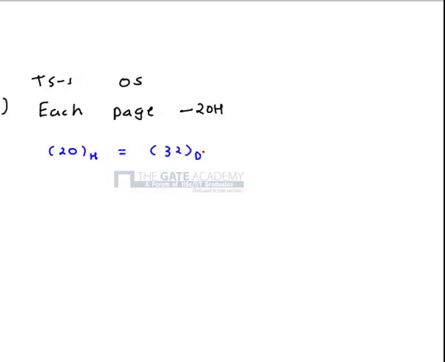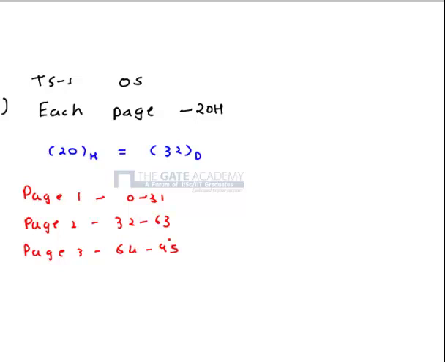So page 1 will have addresses 0 to 31. Similarly, page 2 will have 32 to 63. Page 3 will have 64 to 95, and so on.